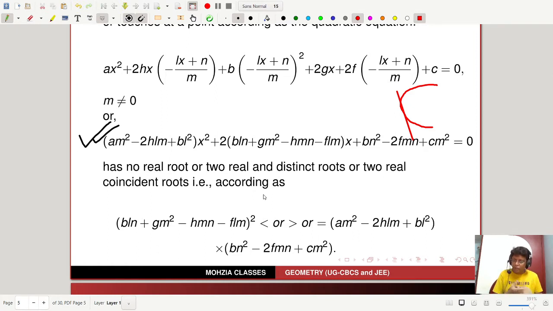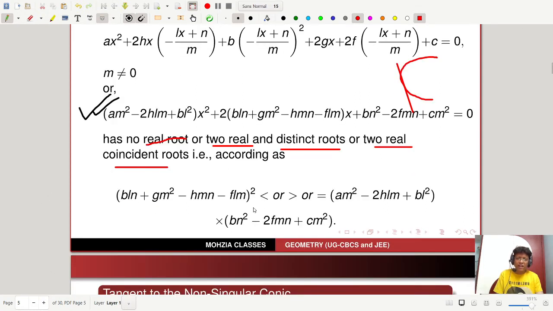Now there will be three cases: either no real roots, or two real and distinct roots, or two real coincident roots. So these are the main three cases, right? In that case, the discriminant is less than 0, greater than 0, and equal to 0. These are the cases from the discriminant, and equal to 0 gives you the condition of tangency. Okay.